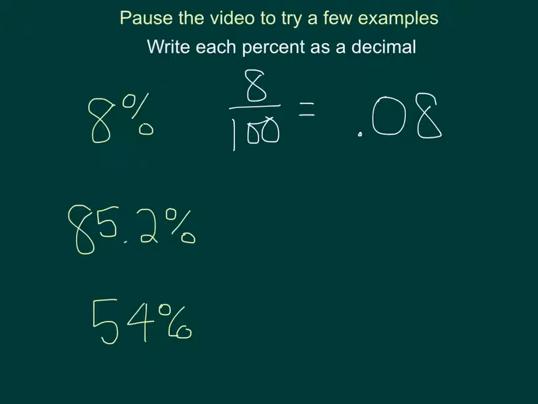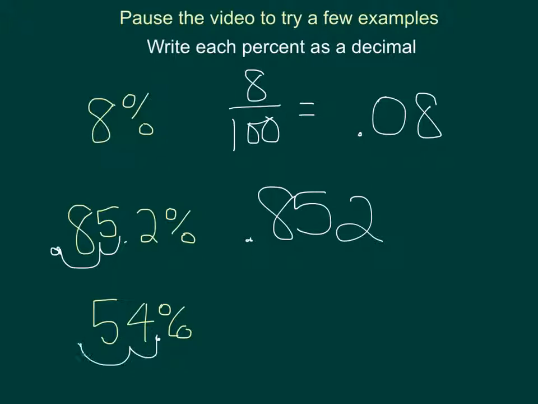The next example, I'm going to move the decimal, so I'm going to divide by 100. So if I do that, I move my decimal point 2 places to the left, and I get 0.852. And then the last example is 54%. Same thing, I'm going to move my decimal point 2 places, so I get 0.54.